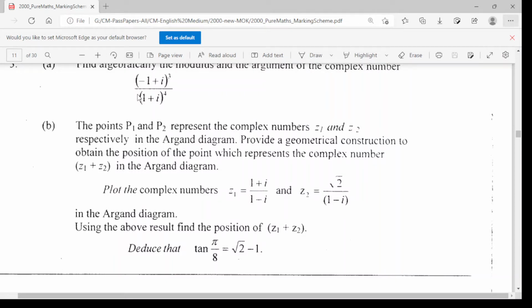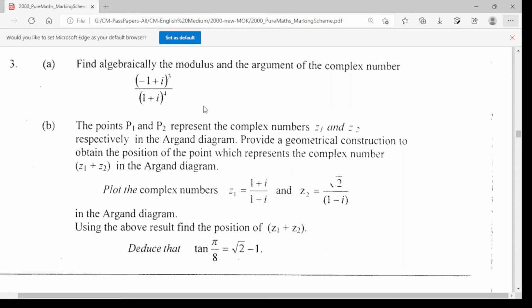But you have to find the modulus and the argument. If you want to find the modulus and the argument, first you have to simplify this complex number. Thereafter you have to express it in polar form. Then you can express the modulus and the argument of this complex number, right?